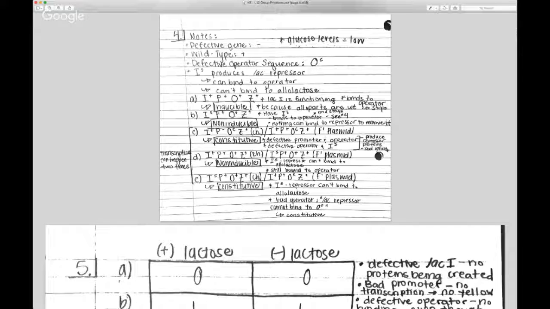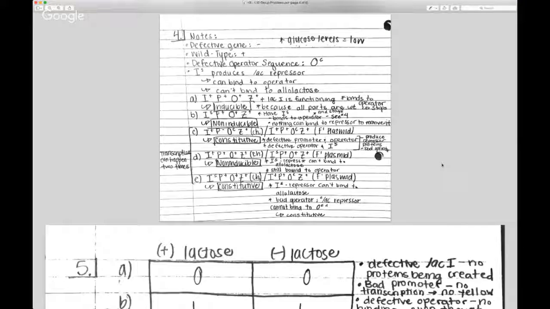And so it's able to bind to the operator, and the transcript isn't able to go forward, which means that it is inducible. For part B, what we learn here is that these are all wild type, but the IS is present. And we go back to what it says: IS produces a lac repressor that can bind to the operator but cannot bind to allolactose. And so that means that it binds to the operator, but nothing can bind to the repressor to remove it. So that means that it will be non-inducible.